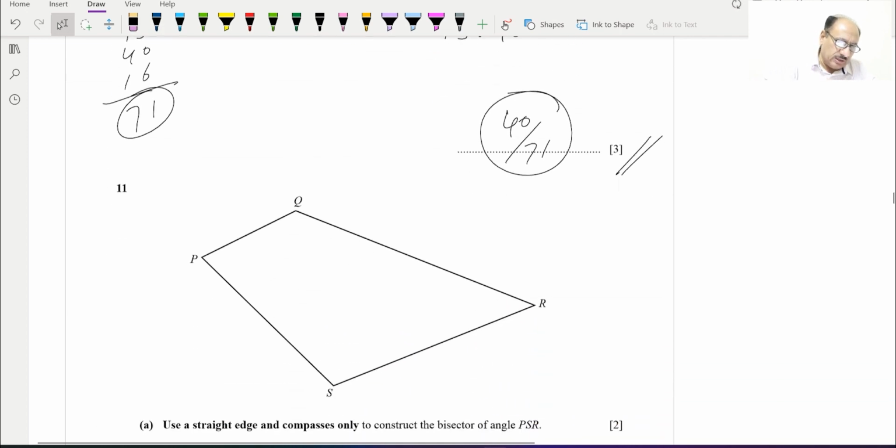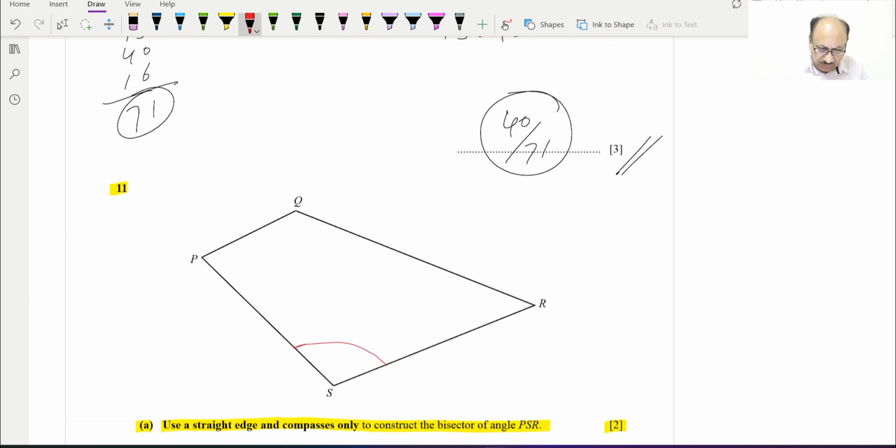Now question number 11, and question number 11 says a diagram is provided. A part: use a straight edge and compasses only to construct the bisector of angle PSR. This is PSR. This angle we need to bisect, and this is for 2 marks. So to bisect this angle, I will be roughly showing the arc which we will be making. First of all, we will put the compass over here at S, and then we will make an arc like this one.